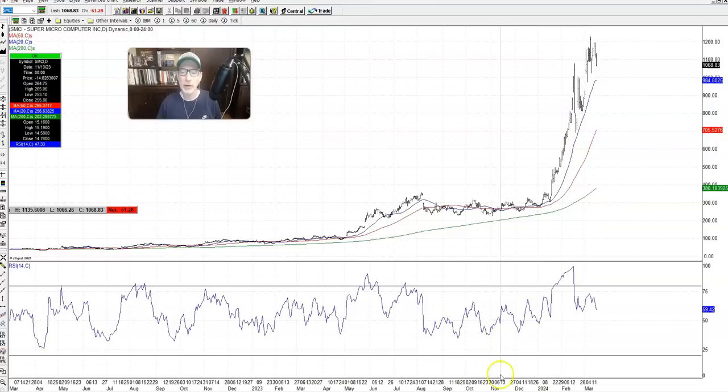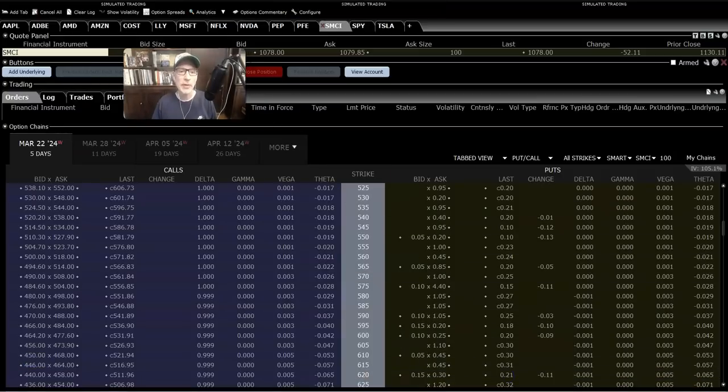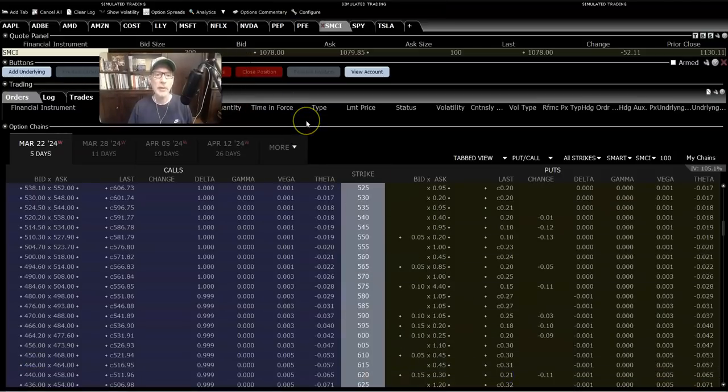Let me just bring up our option chain here and see what some of these options are trading for. Now, this is the option chain from Interactive Brokers. It's a broker that I use.